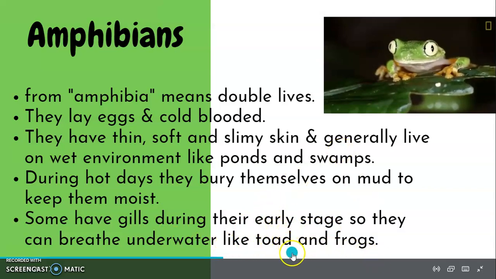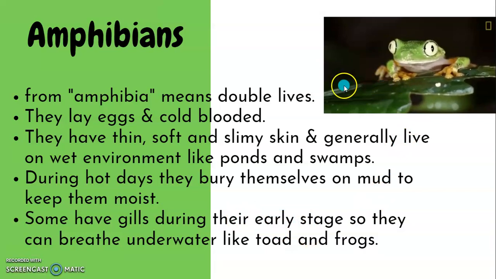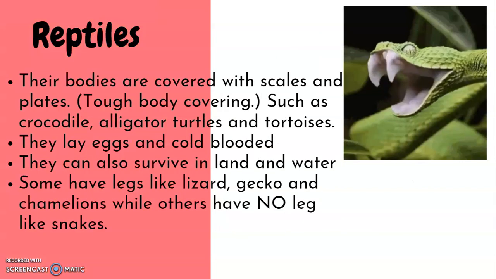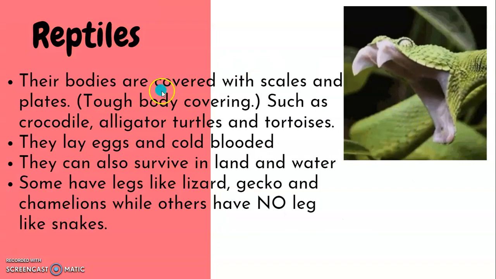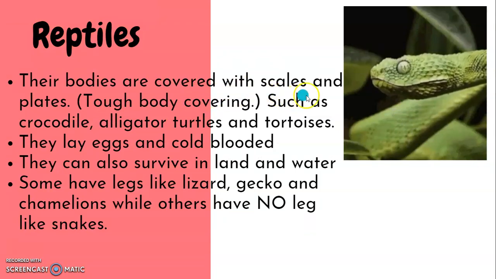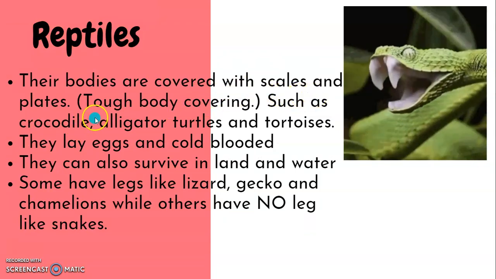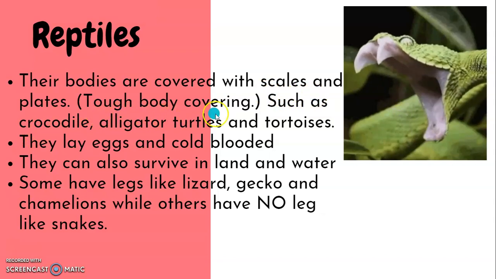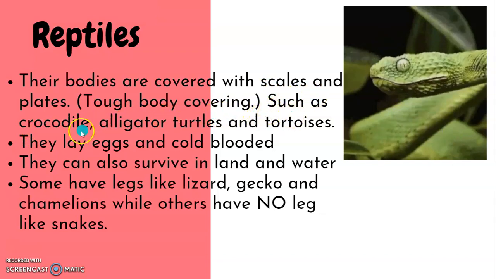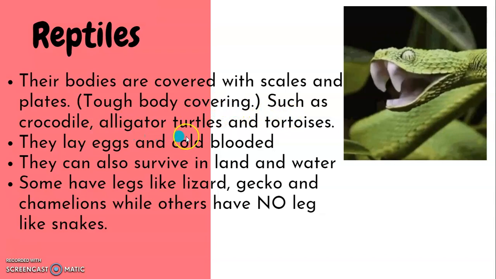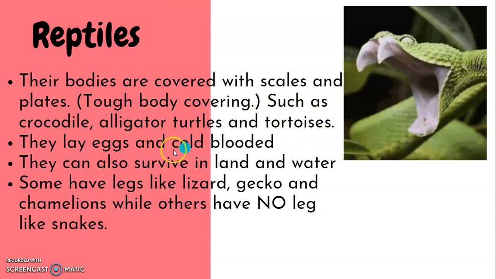Nung sila ay mga maliliit pa, meron silang hasang, pero nung lumalaki na sila, nawawala na ito at napapalitan ng lungs para makahinga naman sila sa lupa. So, yan ang amphibians. The fourth one is the reptiles. Their bodies are covered with scales, may kaliskis, and plates. So, they have a tough body covering. Examples of these are the crocodile, alligator, turtles, and tortoises.